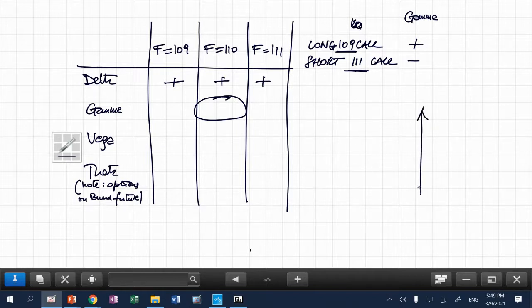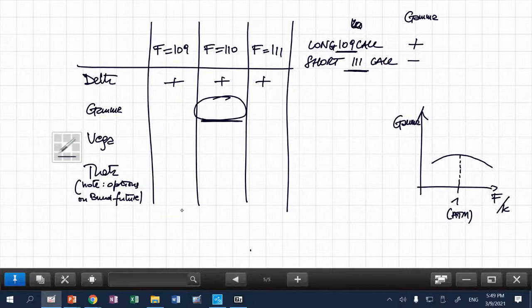Well, the point is, remember how gamma behaves relative to the moneyness of the option. So again, 1 is where the option is at the money. Gamma, which is the curvature, has its peak when the option is at the money, okay? So consider first the case in which the future trades at 110. When the future trades at 110, here you have two strikes which are symmetric relative to the at-the-money. It means that you are picking one option here and the other option there.